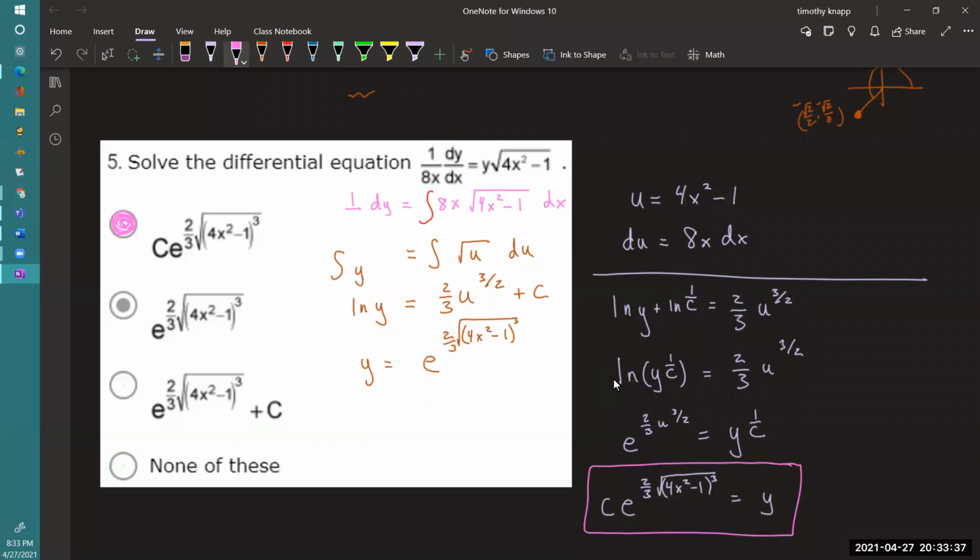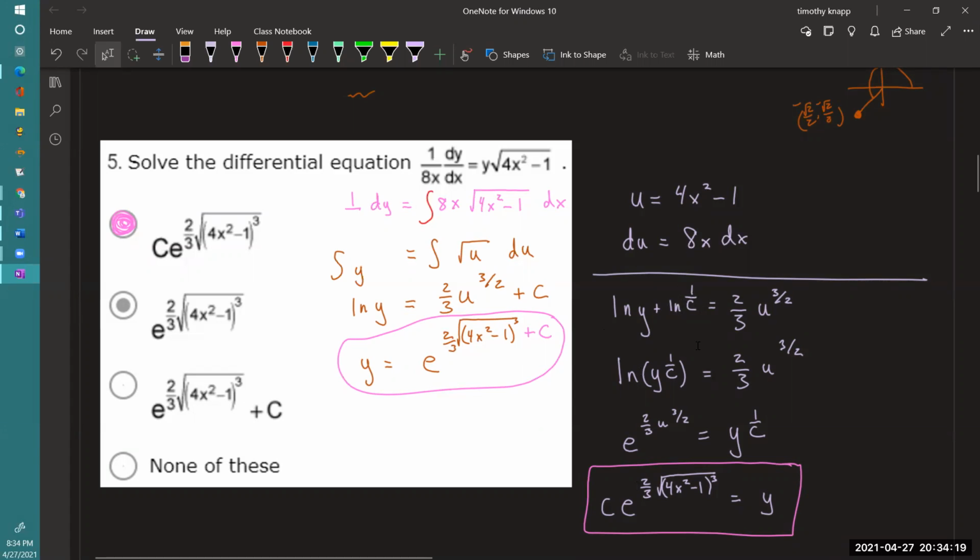And so, man, these guys really did a number on us here and tried to trick us. Not only that, they even went so far as to put none of these here. So a lot of students would end up getting this as the right answer without realizing that if you choose the right C value, you can actually manipulate it such that it looks like this one and not like this one.